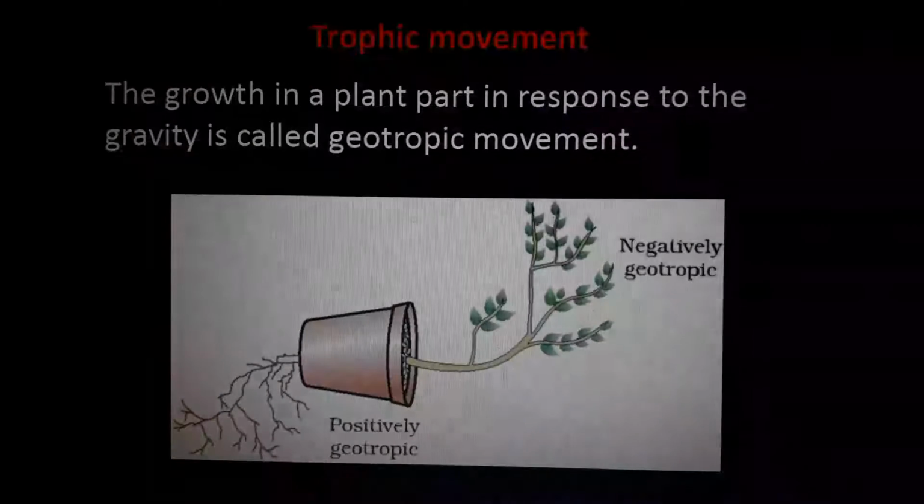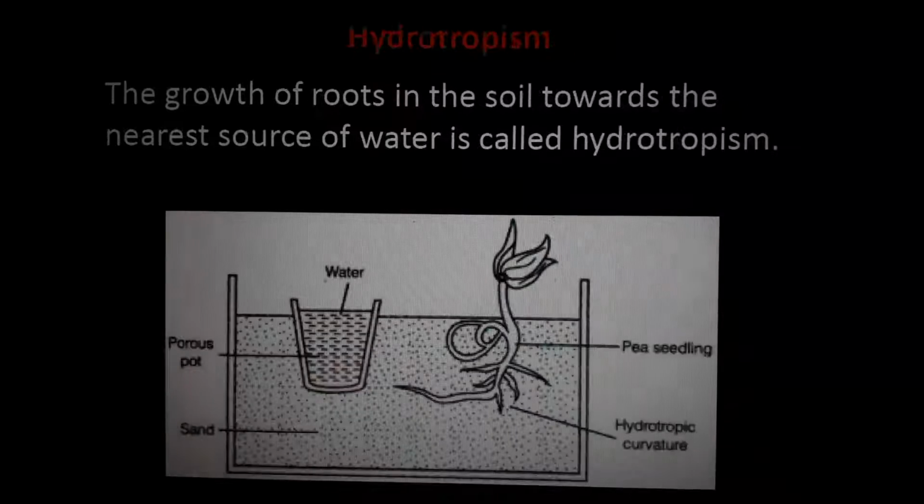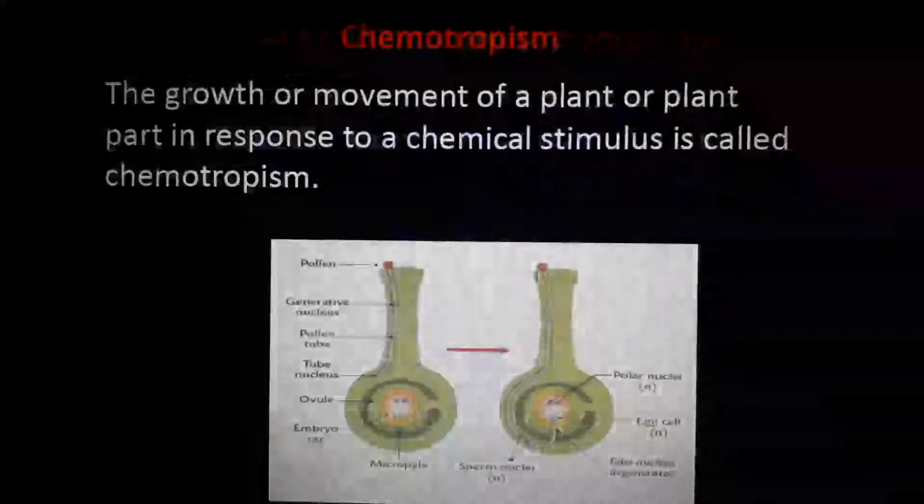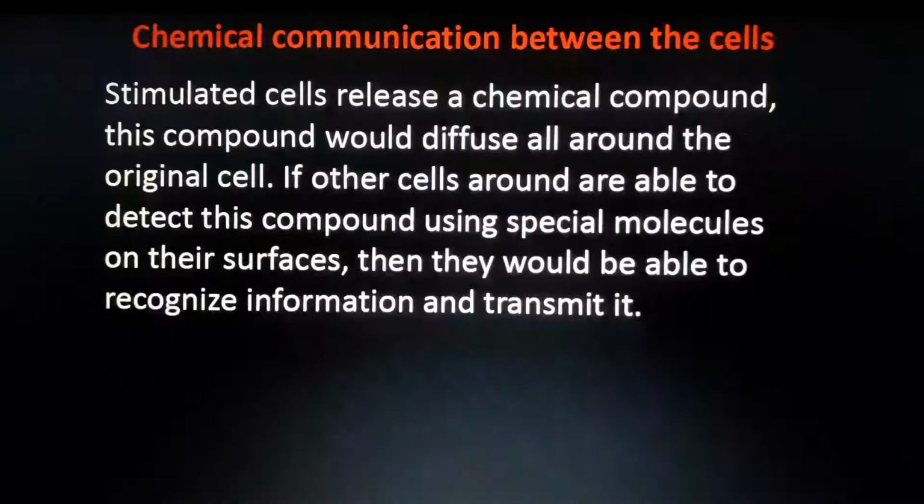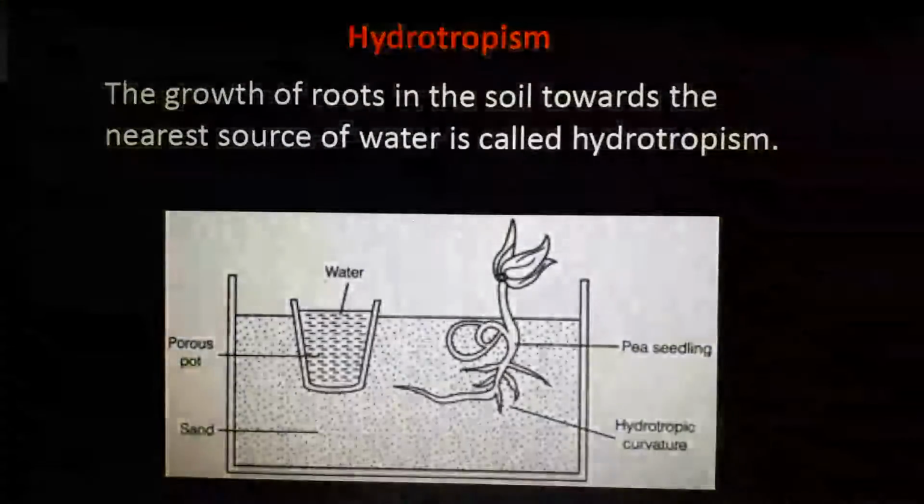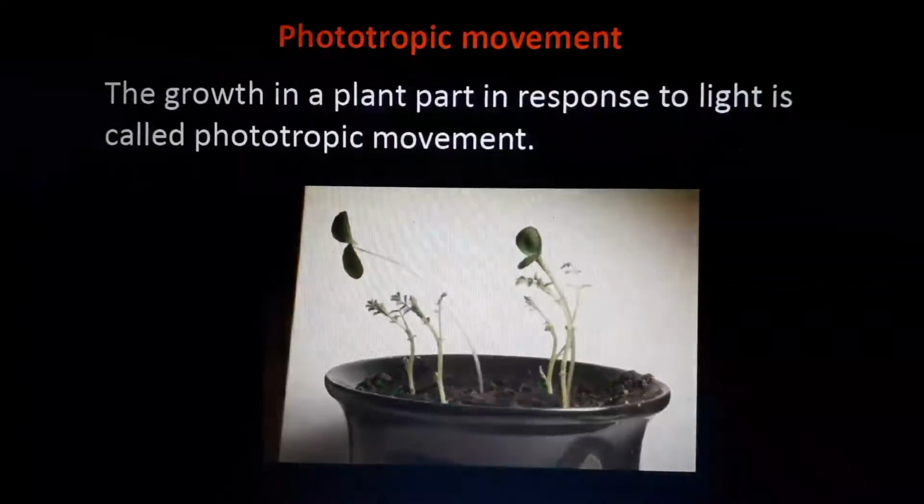Next one is what? Tropic movements, in the next class. Negatively geotropic, positively geotropic. Geotropic movement means regarding gravity. This is hydrotropism. And in the next class we will finish this plant topic. And after that, from Monday onwards we will continue with animal hormones. Understand what phototropic movement is?